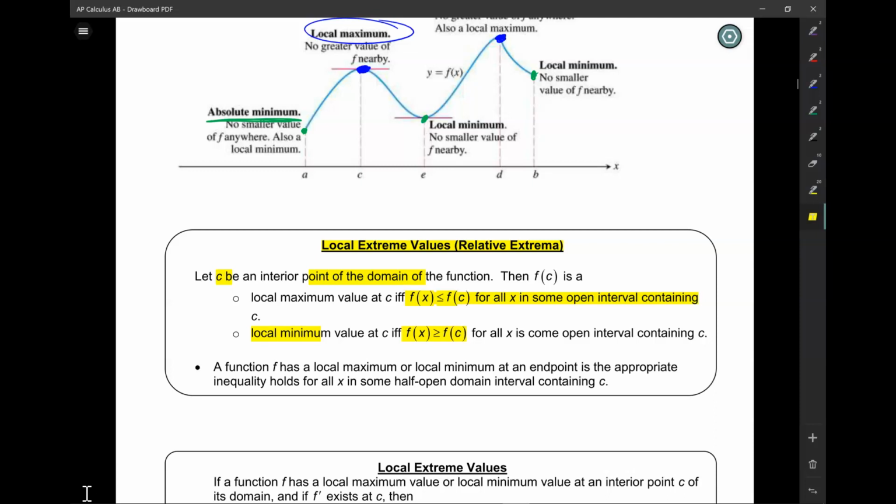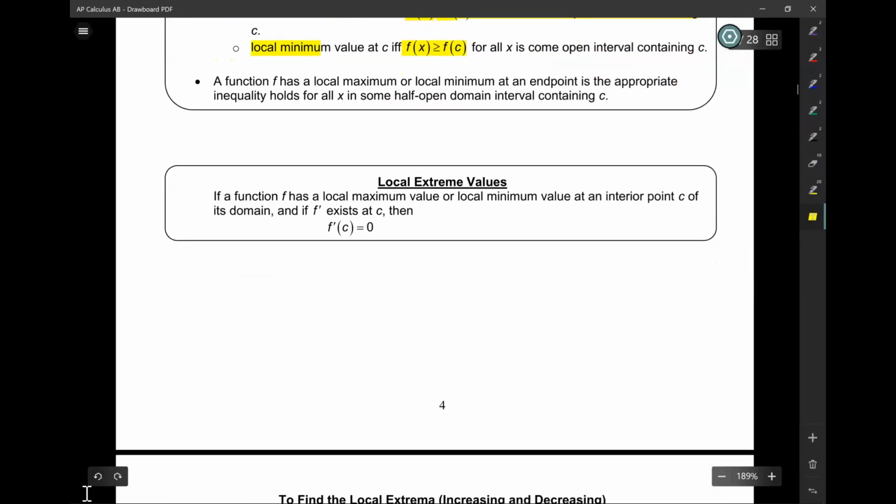Okay? All right, this is the important one here. So any point could be a local maximum if you restrict the interval. No. Not any. Well, and like a constant function. Okay, yeah. So a function has a local maximum or a local minimum, right? So if a function has a maximum or a minimum value at an interior point, and if f prime exists, then f prime of c has to be 0.